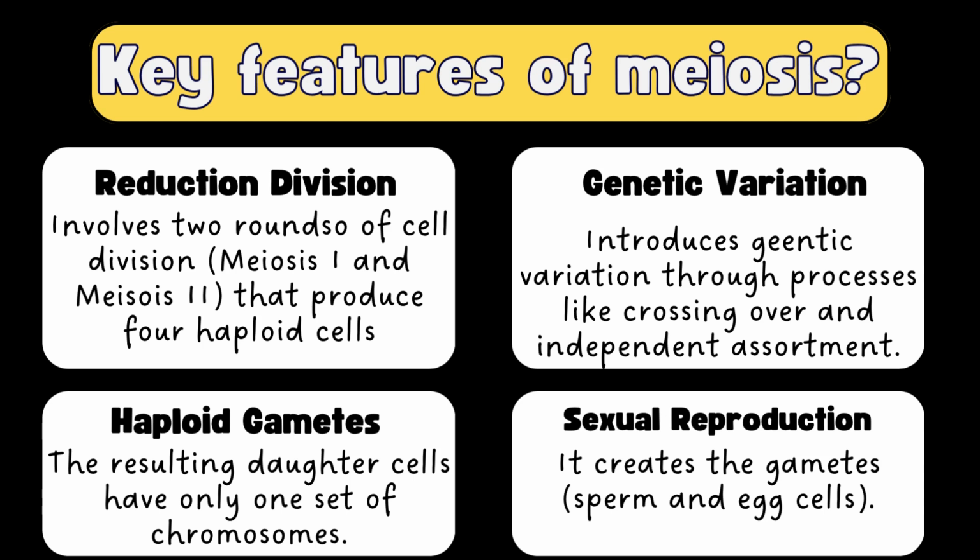Haploid gametes. The end result is four haploid cells, each with one set of chromosomes. Sexual reproduction. These gametes are essential for reproduction. When a sperm and egg unite, they form a new organism with a complete set of chromosomes. Now that we understand what meiosis is and why it's important, let's go through the stages. There are two main phases, meiosis I and meiosis II, and each has four stages: prophase, metaphase, anaphase, and telophase.